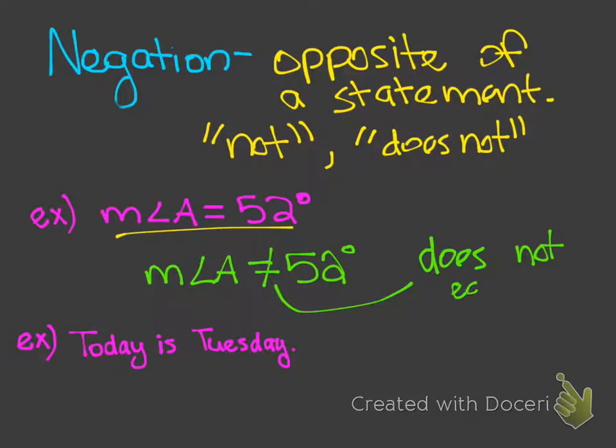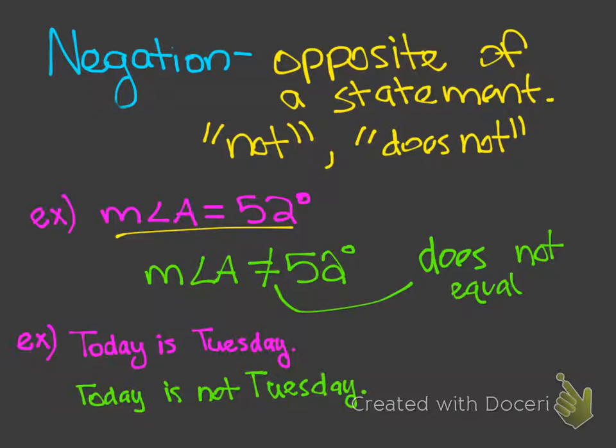In case you haven't seen that before, does not equal. Okay, so that statement is negated. Let's look at the second one. Today is Tuesday. Well, let's think about this. If we say today is Wednesday, that isn't the complete opposite of that statement. So we have to say today is not Tuesday. Have to make sure you're getting the complete opposite here. Today is not Tuesday.